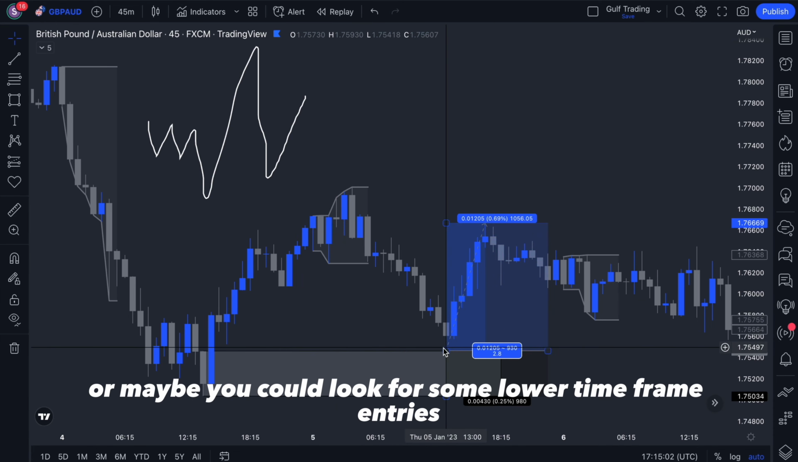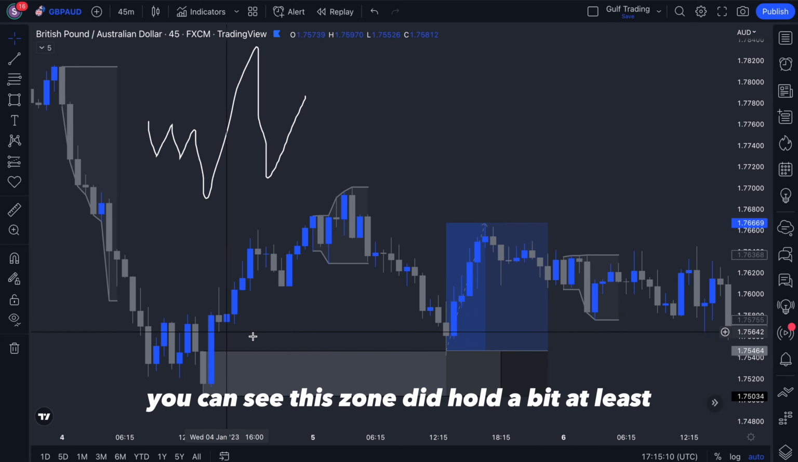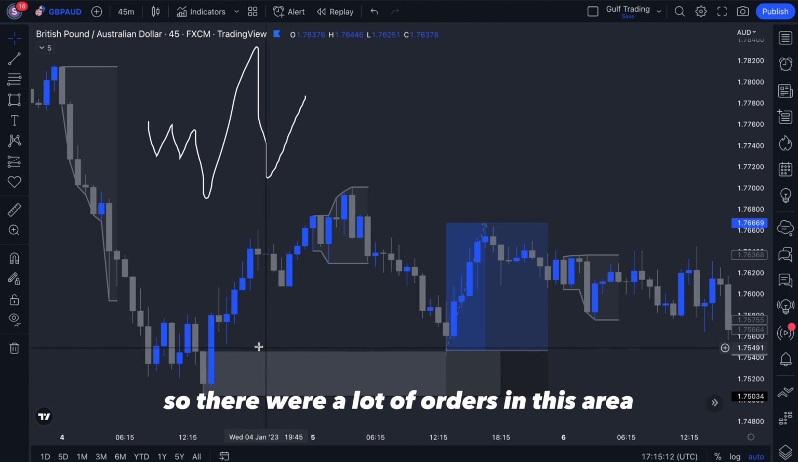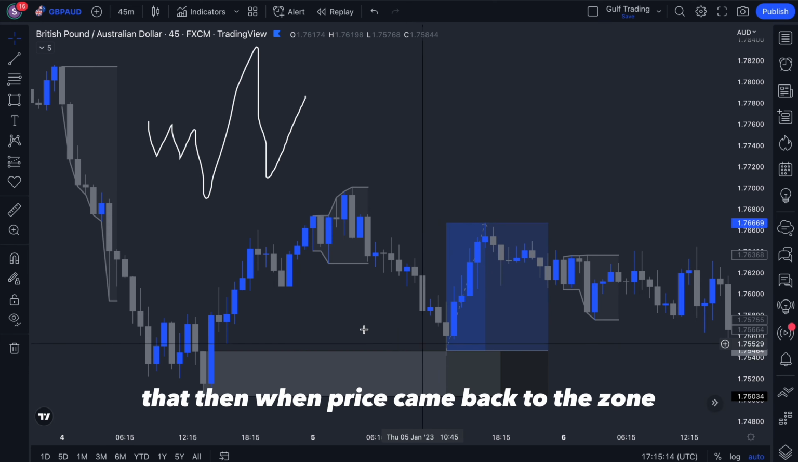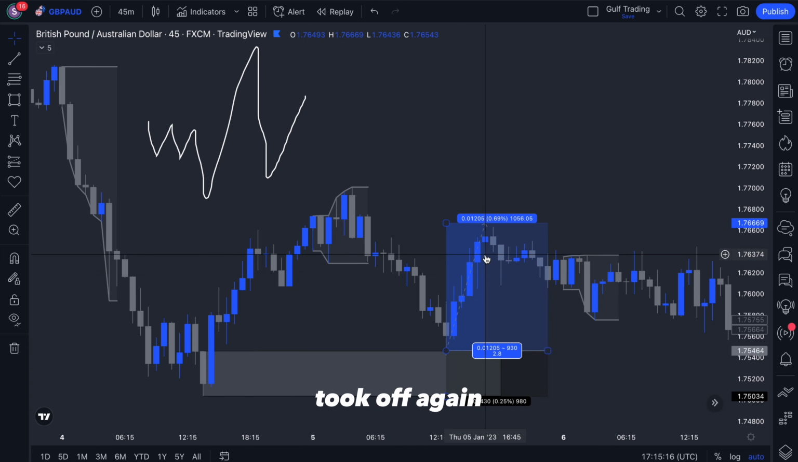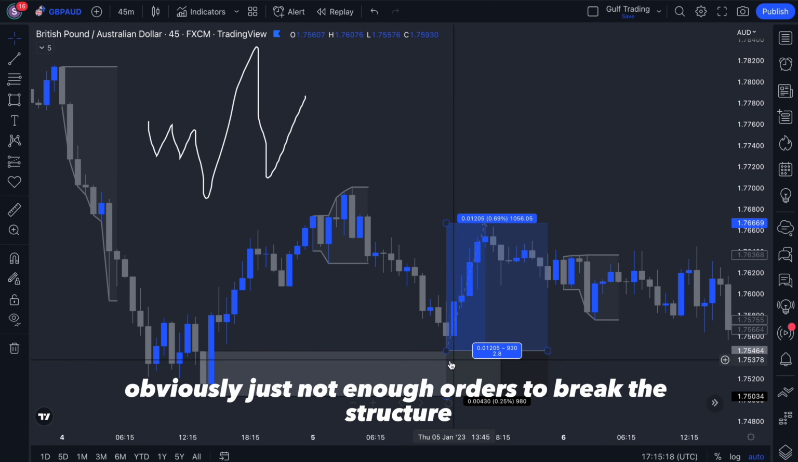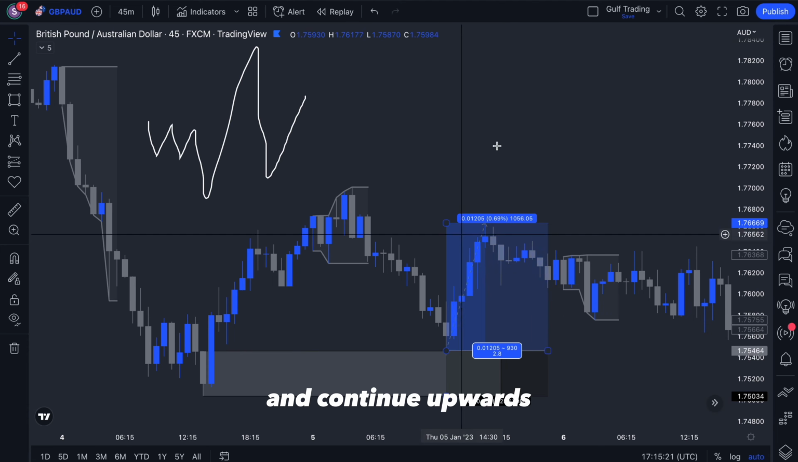Or maybe you could look for some lower time frame entries. But the main thing is you can see this zone did hold a bit, at least. So there were a lot of orders in this area that, when price came back to the zone, took off again. Obviously, just not enough orders to break the structure and continue upwards.